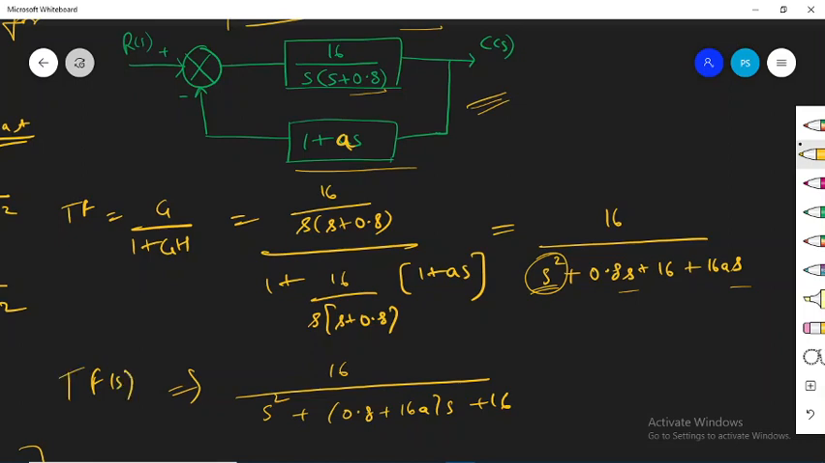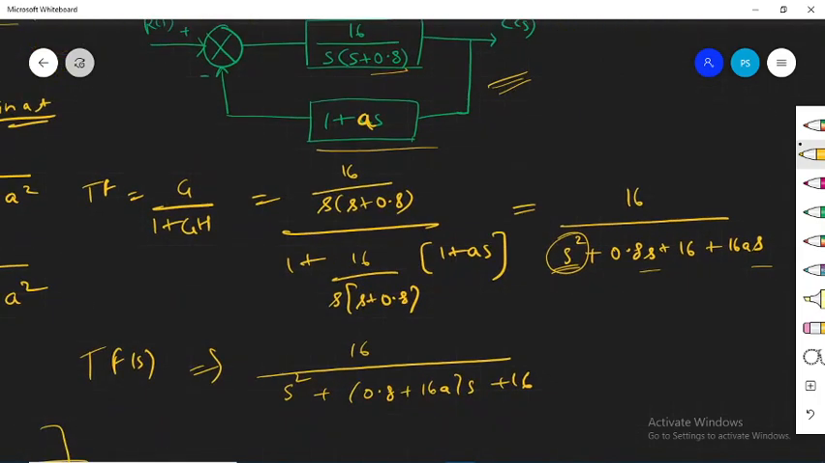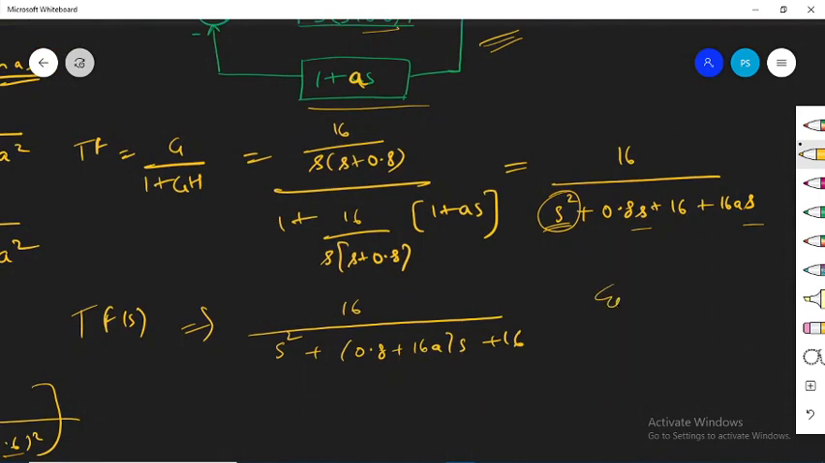Now in the question they have given that the value of zeta should be equal to 0.5. zeta की वैल्यू होनी चाहिए 0.5. ओमेगा n की वैल्यू यहाँ से डायरेक्टली निकाल सकते हैं. ओमेगा n square is equal to 16. Hence we can say omega n is equal to 4. So we know the value of omega n, we know the value of zeta.